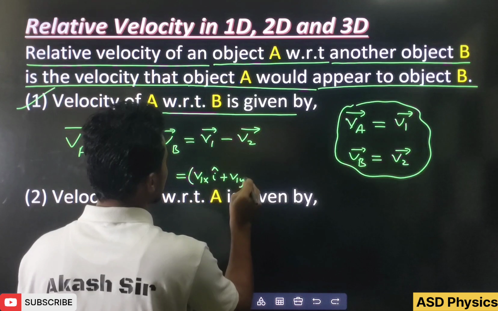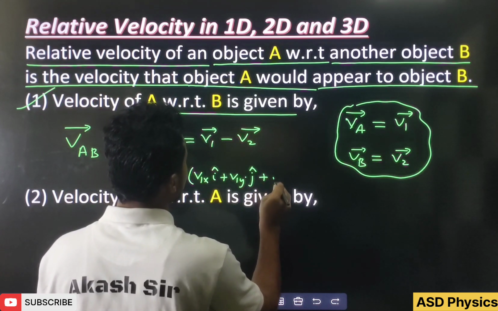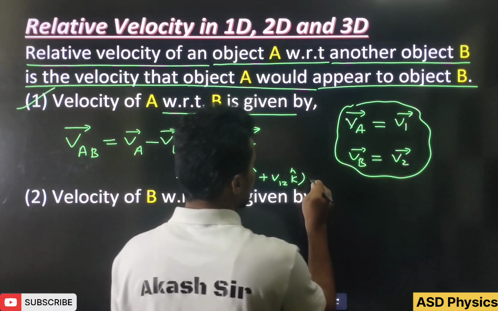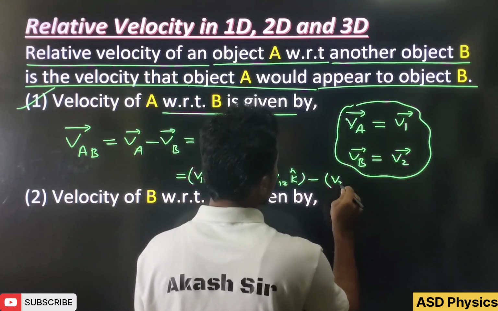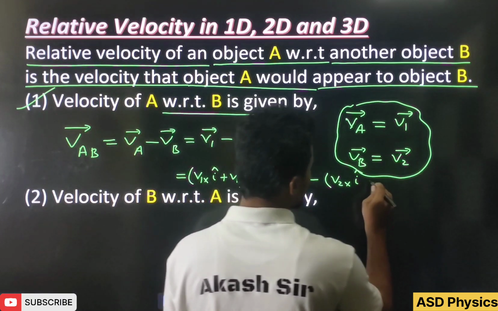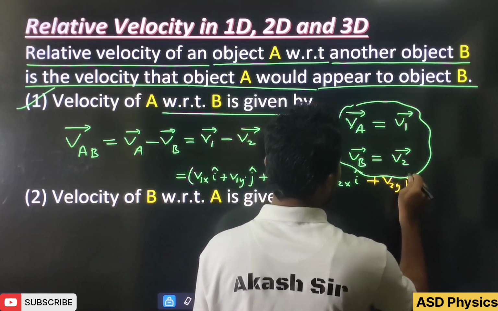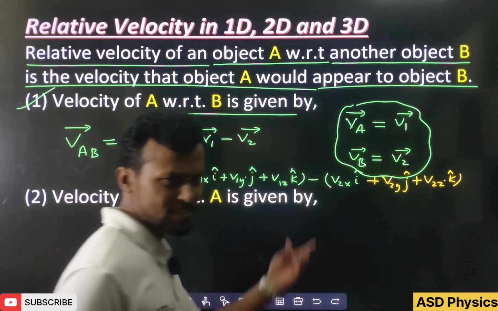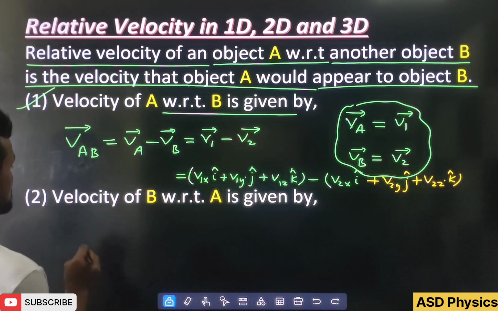Later we will see in a motion plane also V1y j cap plus V1z k cap, minus. What is V2? We can write here V2x i cap, and plus V2y j cap plus V2z k cap here. I am just writing this for the rectangular coordinate system also.